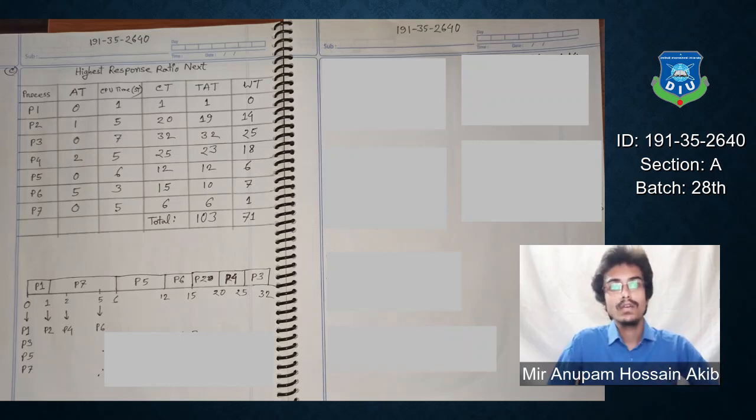But if more than one process arrives during that execution, then we find the response ratio for each process and take the process with the maximum response ratio and execute it. We continue this until all processes are executed. We will understand it better if we solve a problem.